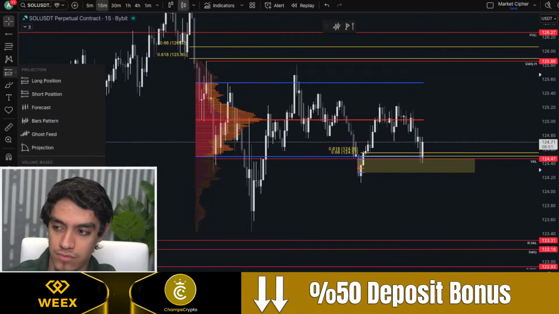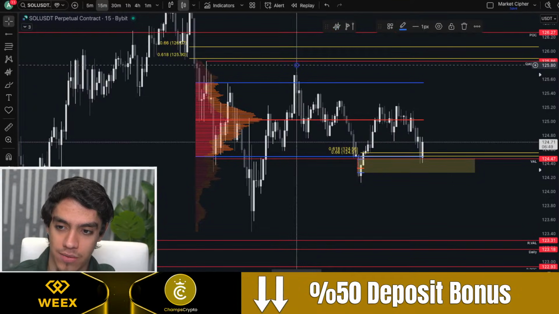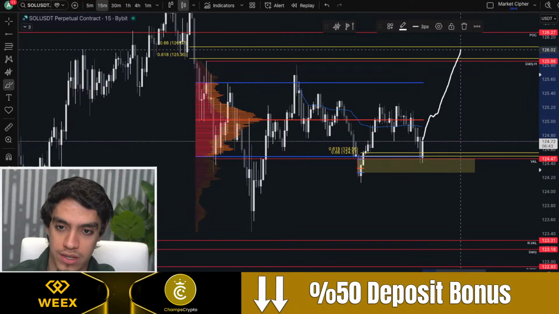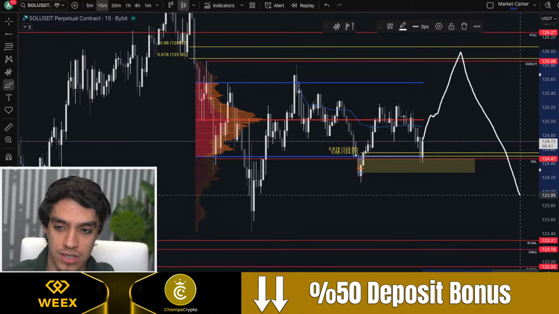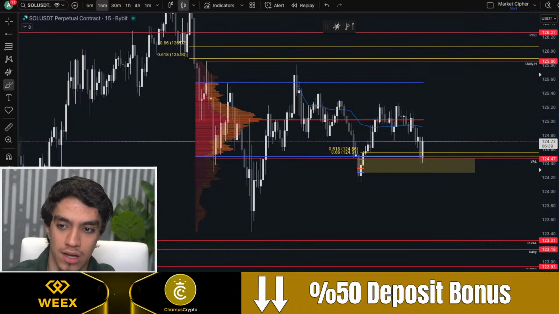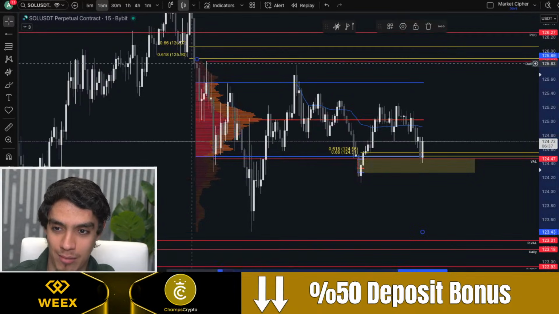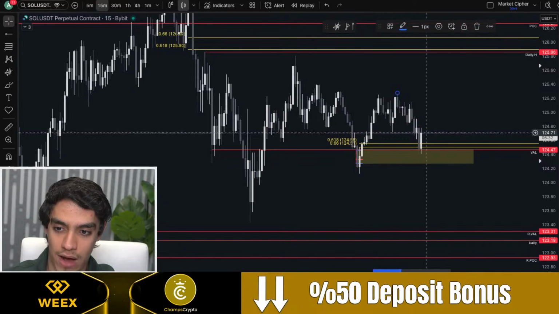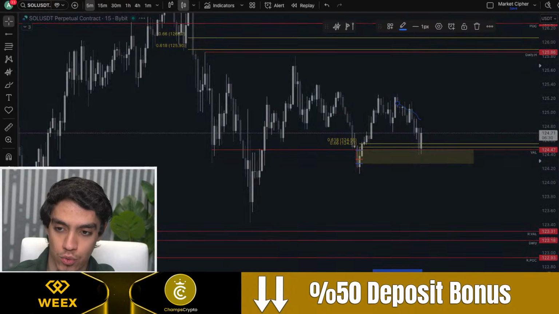So the most perfect scenario, the most perfect world, is us reclaiming 125 and pumping to 125 points or 126 and then reversing like this. That would be me being the best in the world. But maybe we don't have to. If we were to drop, we have to do it very soon.